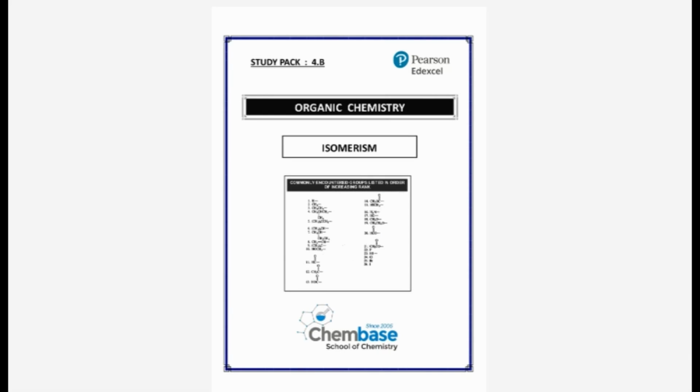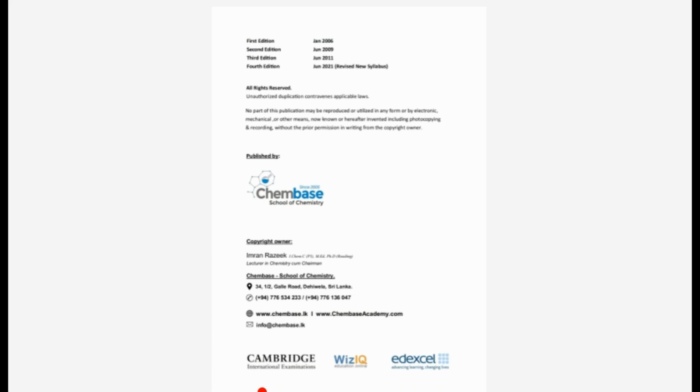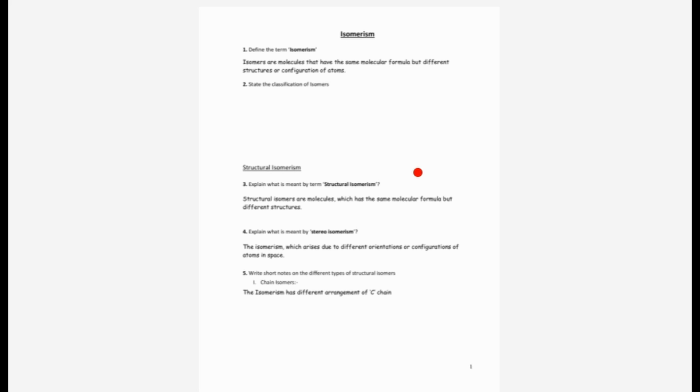I hope all of you have printed the study pack 4B, which is the detailed study on isomerism. The isomers, in fact, there are different types. You have heard about the term isomers in O levels as well. But in O levels, what you have studied is only one type of isomerism. In fact, there are different types of isomers.